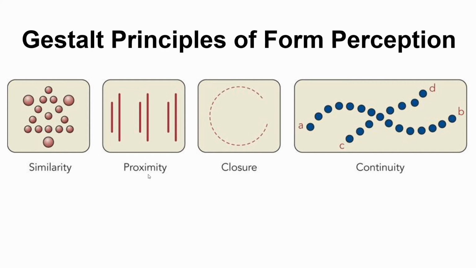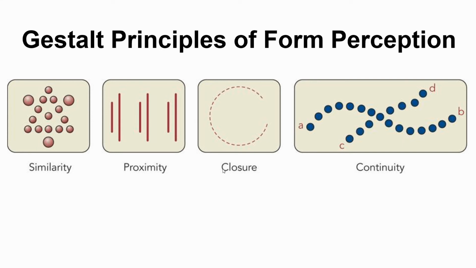For our principle of proximity, we would probably look at this not as 6 individual lines, but as 3 groups of 2. So we have 1 short line and 1 long line close together or in close proximity. So we would probably treat that as a group. And this would be another pair, and this would be another pair. So we group things based on how close they are to each other.